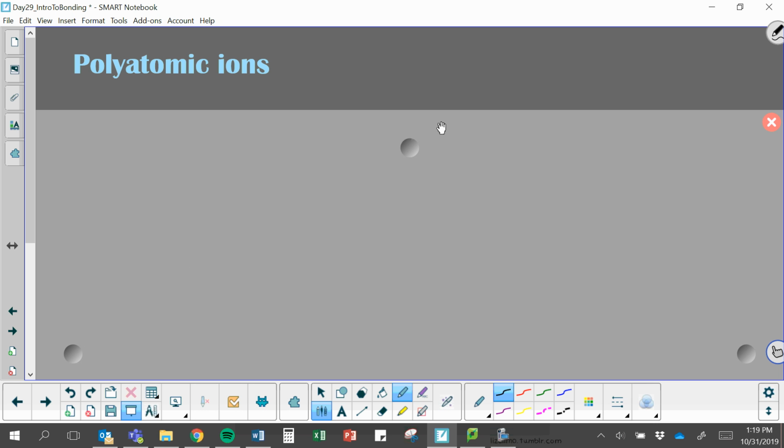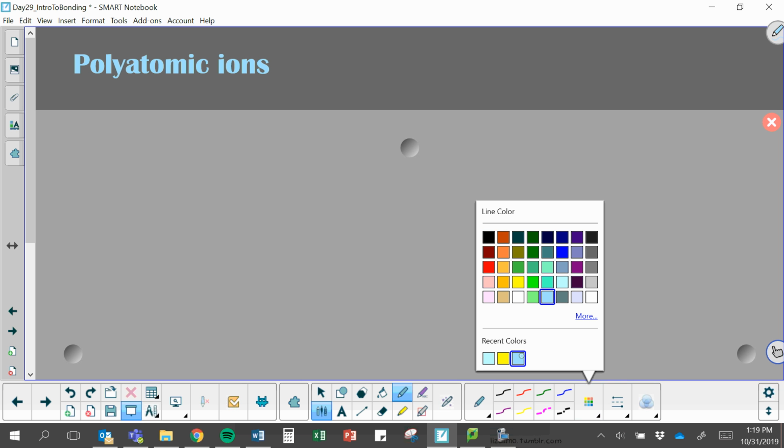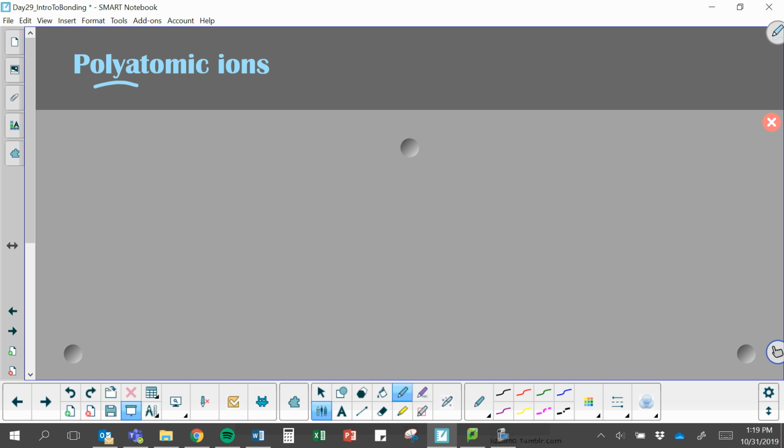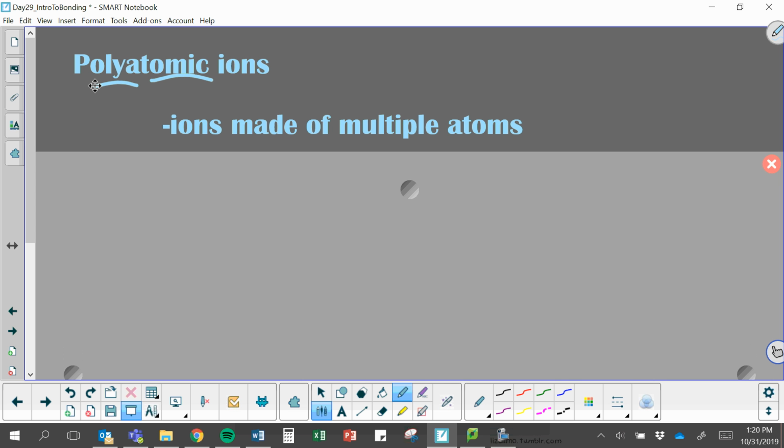Polyatomic ions. What do you think of when you hear that? Many atoms. Exactly. Poly means many, and atomic means atom. So it's ions made of multiple atoms. So it's made of more than one.